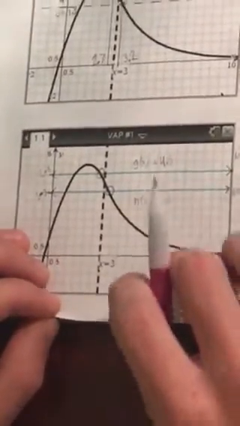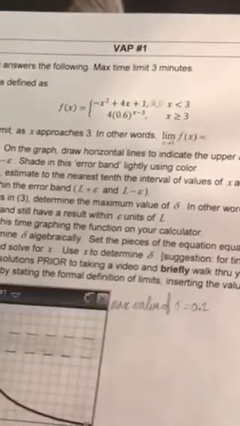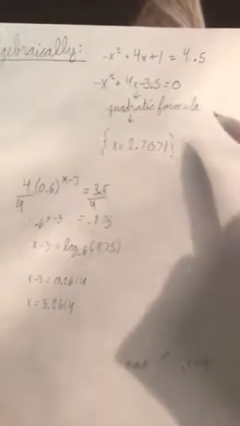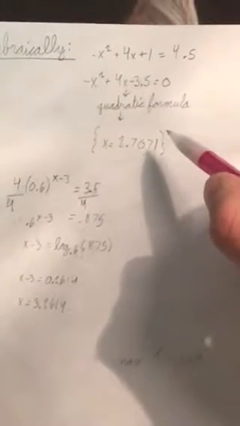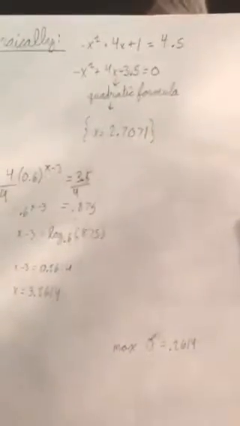And now to find this algebraically, we can take the graph as it approaches from the left side, and since it intersects with the 4.5 line, we can set this portion of the graph equal to 4.5. And this is the quadratic equation. So we can subtract 4.5 from both sides, run the quadratic formula, and that'll give us an answer of x being 2.7071, which matches how we found it graphically.